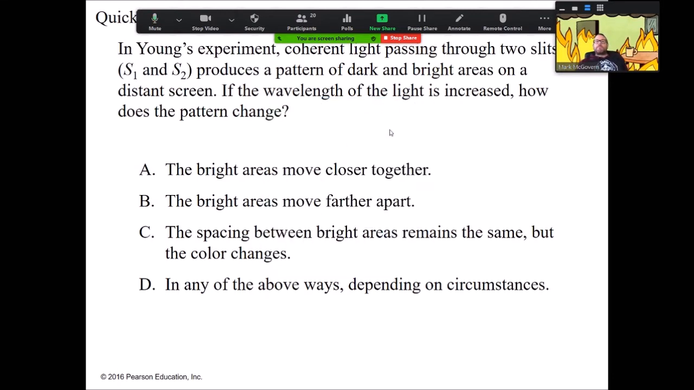B, huh? The bright areas move farther apart. I think I can buy that. I think I can believe that, right? According to the equation, one side has m lambda. If you up that, you automatically increase the d sine theta. You're not changing d, obviously, but the angles increase. So the bright areas do move farther apart.